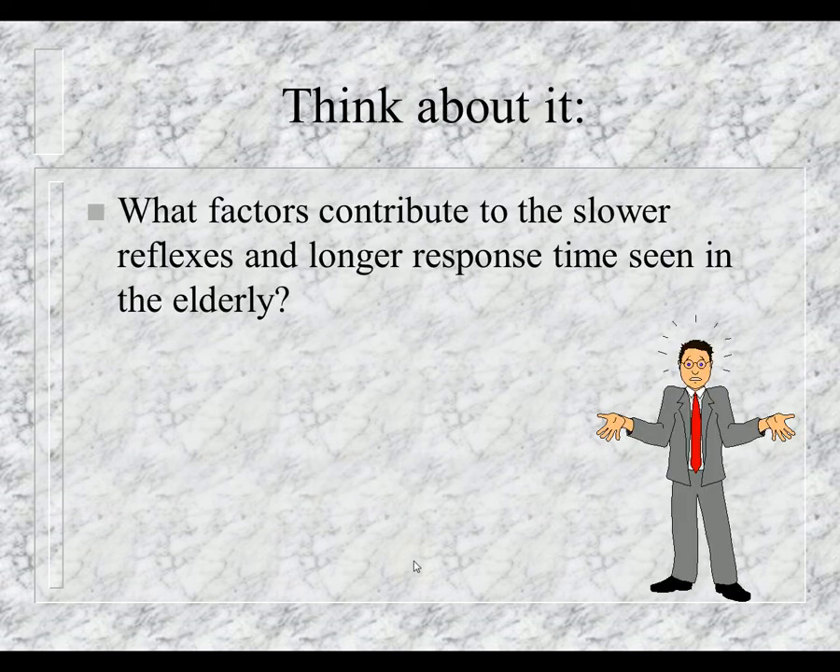All right, so what factors contribute to the slower reflexes and longer responses that are seen in the elderly? Well, there's lots of things that contribute to that. For one thing, their reflexes are slower. They've got a decreased conduction time. They may have decreased myelinization over the years. The quality of their neurotransmitters isn't what it used to be. Maybe they made some lifestyle choices that weren't good. So there's lots of things that make those reflexes slower and longer as we get older.